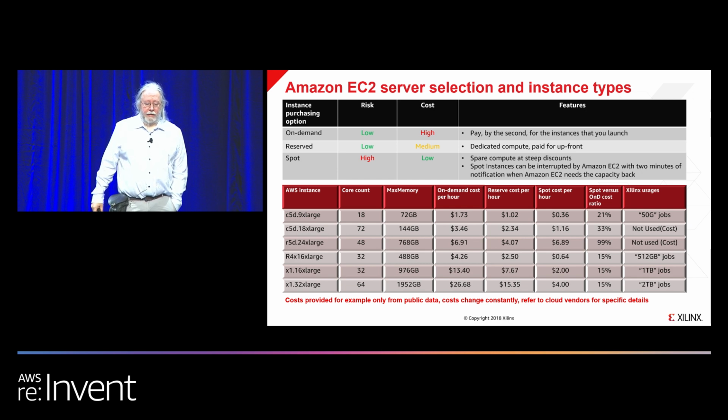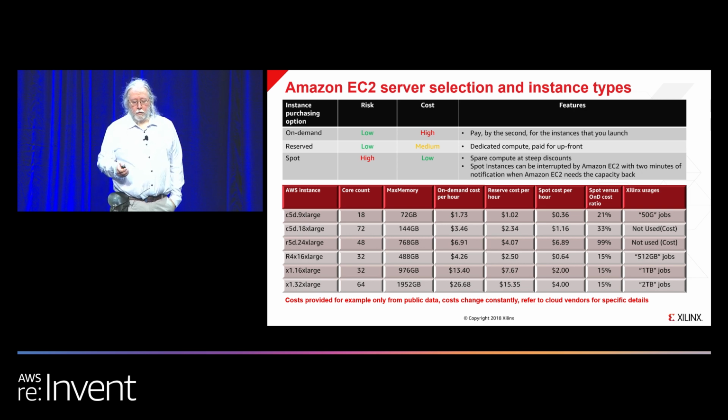Our defaults are C5Ds for the small jobs. We do use R5s for stuff that requires 512 gig and 640 gig. I have R4 in here, but we've moved to R5s for the larger footprint machines. And we also go up to X1s for the stuff that's a terabyte and higher.